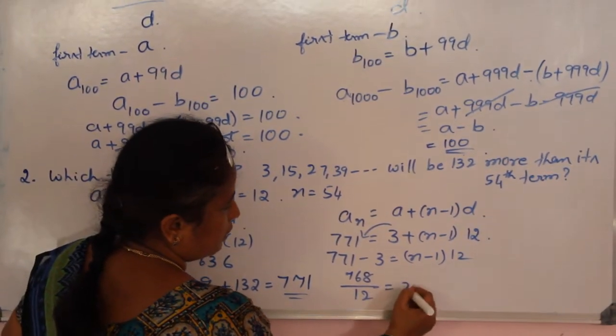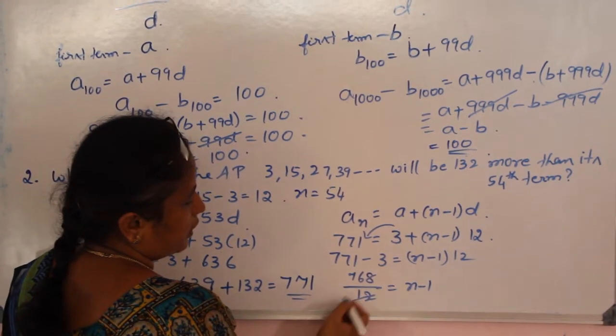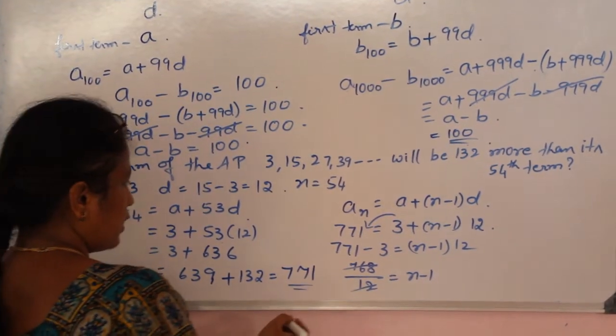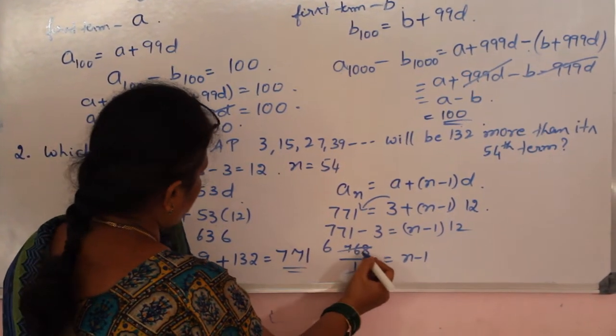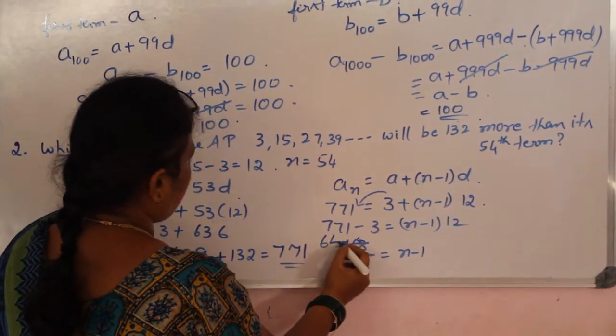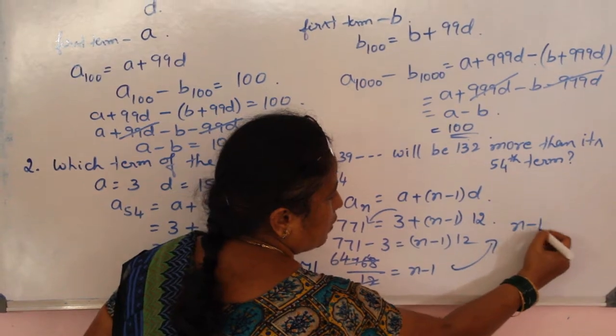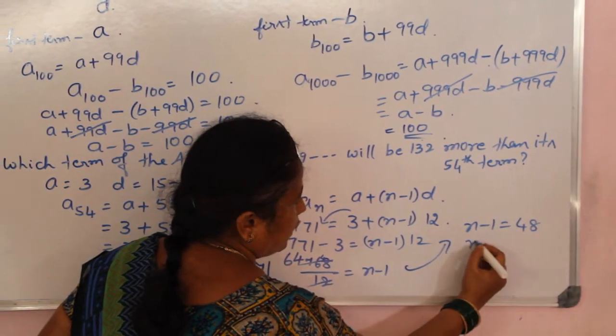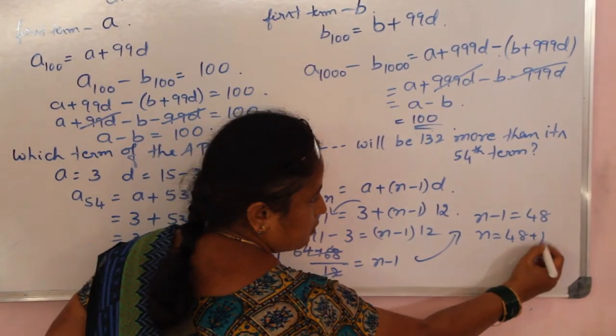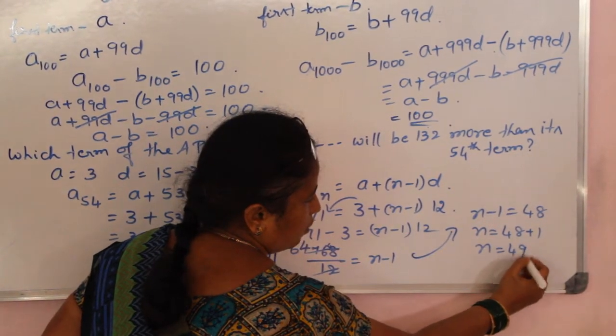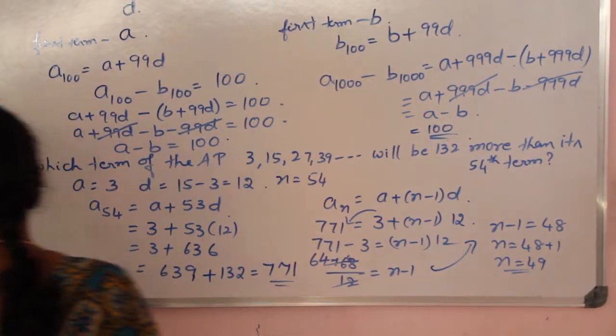768 divided by 12 equals n minus 1. 12 ones are 12, 6 12s are 72, 4 carry over, 12 4s are 48. So n minus 1 equals 48. N equals 48 plus 1. So n equals 49.